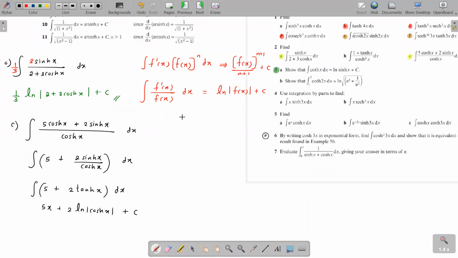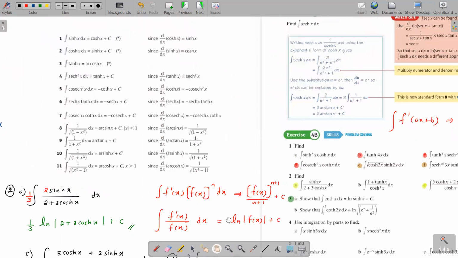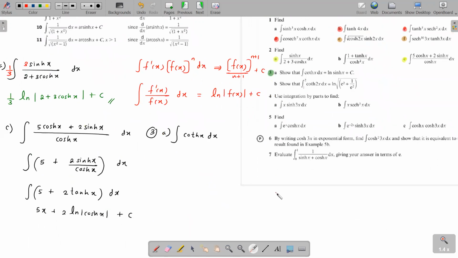Question number 3. They're asking you to show that integration of cot x dx is equal to ln sin x. Okay, they're asking you to show it. So how do we show it? The integration of cot x is not given. So how do we show that the integration of cot x is ln sin x? So what we do here is we break the cot x. So what is cot? Cos over sin. Cot x is cos x over sin x.